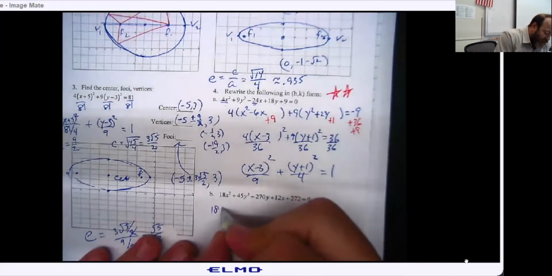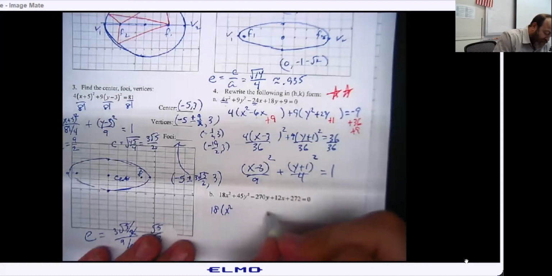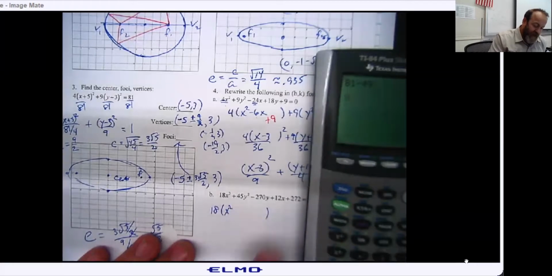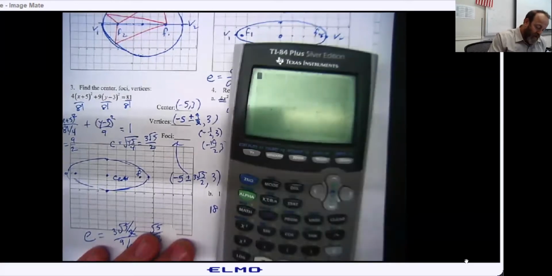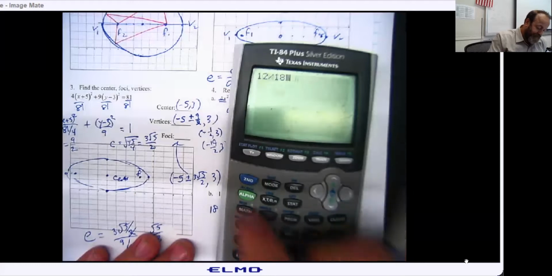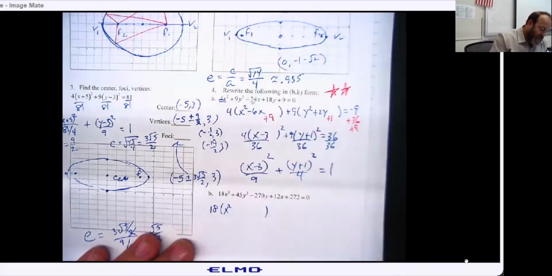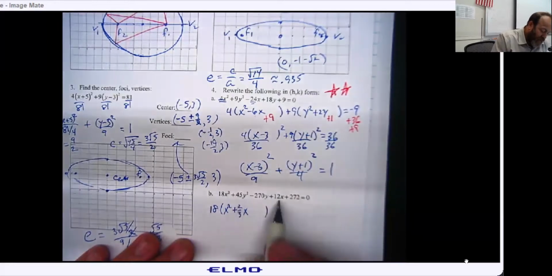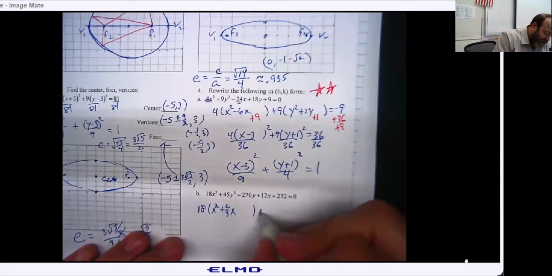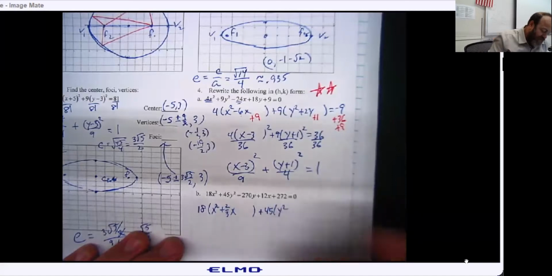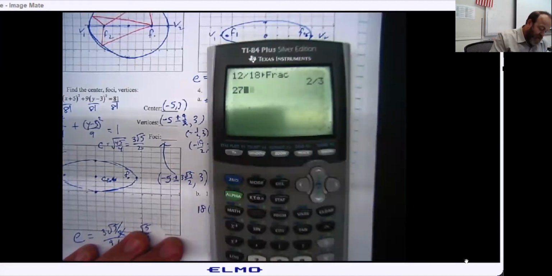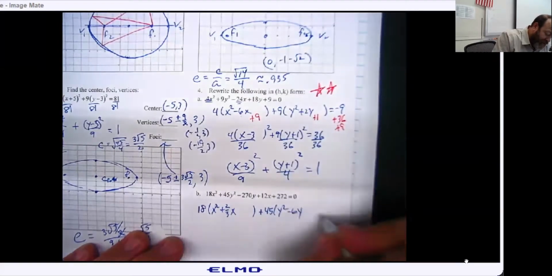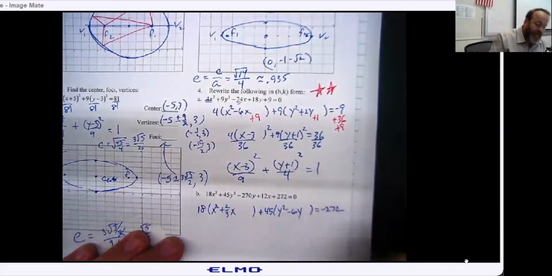So again, if we group the x's together, and I'm going to have to play with this a little bit, because if I factor the number 18 out of 12, 12 over 18 is 2/3. So I have 2/3 x right here. 18 times 2/3 is 12. You can check that out. Plus, if I pull the 45 out of this one, 270 divided by 45 is 6. So minus 6y equals -272.